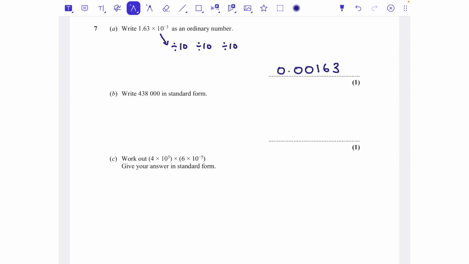For part B, to write this number in standard form, it needs to be a number between 1 and 10 times 10 to the power of something. So this is going to be 4.38. Now, obviously it's the numbers that are moving, not the decimal point, but it's way easier for us to move the decimal point. So let's just say the decimal point is here at the minute, and we want it to be here. So that is 1, 2, 3, 4, 5 jumps. So it's 4.38 times 10 to the power of 5.